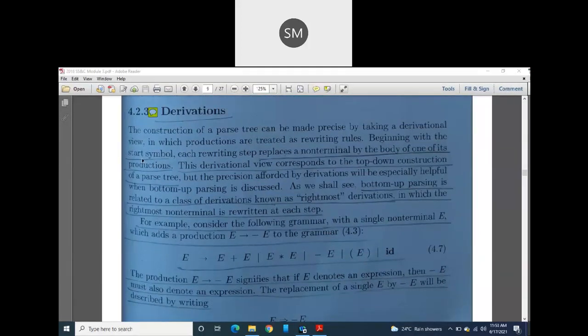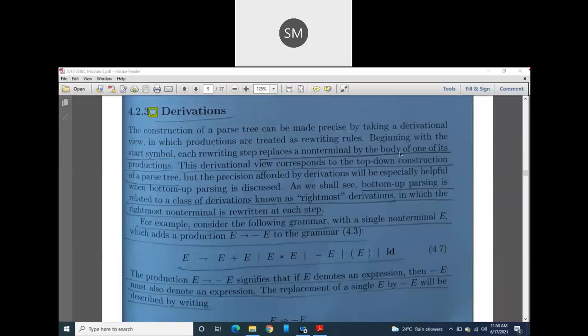We start our grammar from the start symbol, then replace a non-terminal by the body of one of its productions. What are we replacing? We are replacing the non-terminal. With what? We are replacing that head or non-terminal by the body of a production. This is called a derivation. We are deriving RHS from the LHS, yielding RHS from LHS. This derivational view corresponds to the top-down construction of a parse tree. This derivation is important for constructing a top-down parse tree.